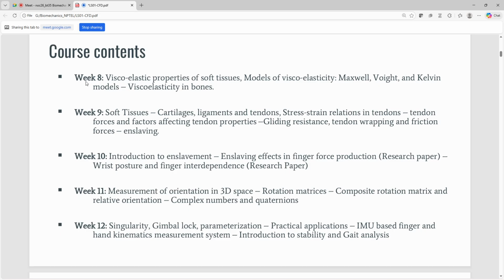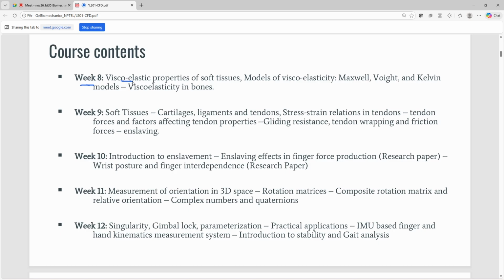Then moving on to week 8, the discussion is entirely on soft tissues. The structure of a human body is provided by bones, but we need soft tissues. We have soft tissues covering it, and soft tissues are needed for the proper functioning of the bones or proper functioning of the organs and limbs. And these soft tissues have again different properties. There is something called viscoelasticity.